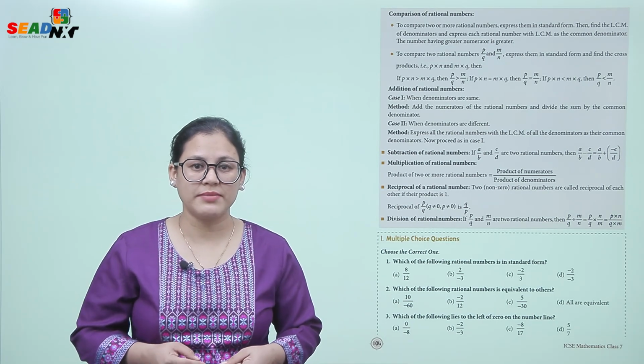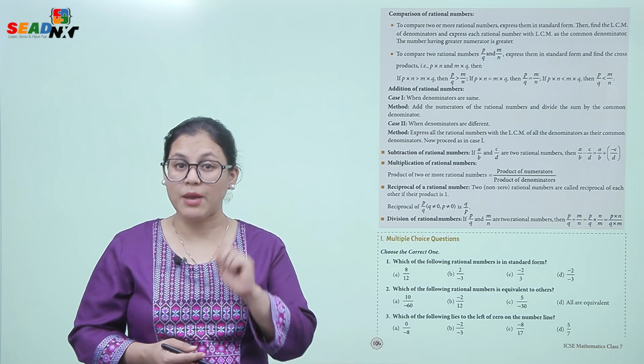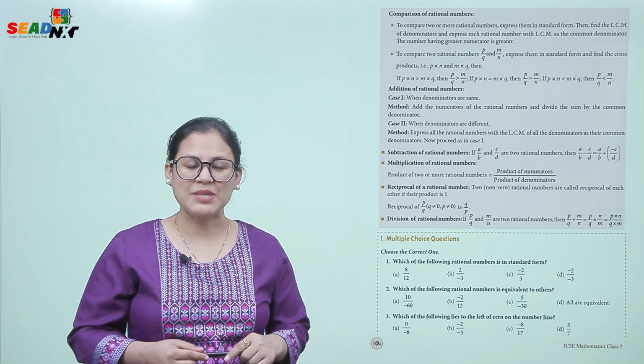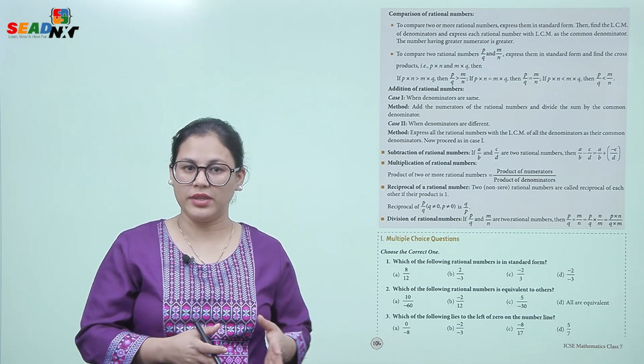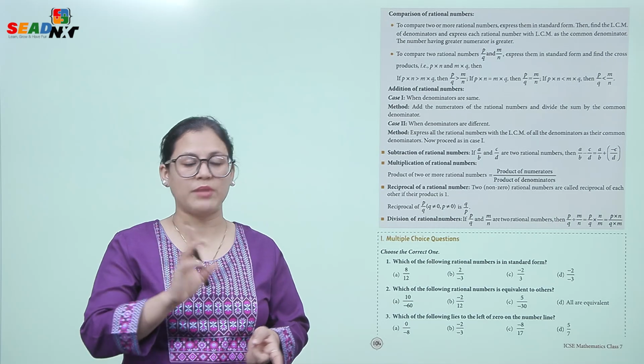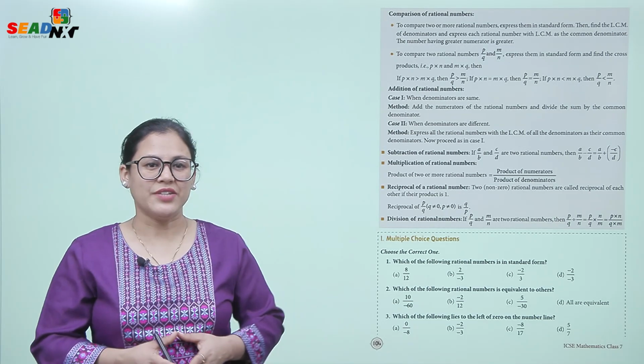Reciprocal of a rational number. Two non-zero rational numbers are called reciprocal of each other if their product is 1. Reciprocal of p by q is q by p if q is not equal to 0 and p is also not equal to 0.